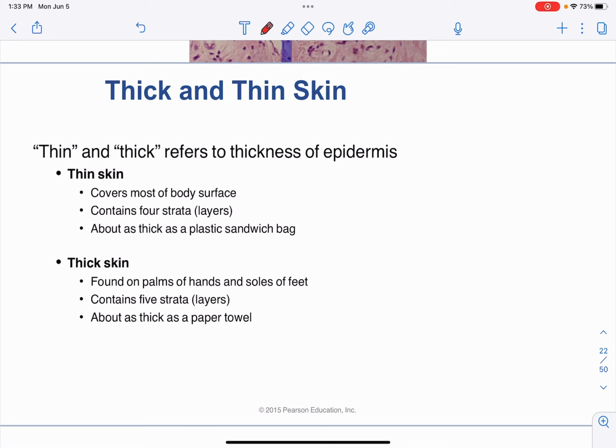I already mentioned that thin skin covers most of our body. It contains only 4 of the strata, not the stratum lucidum, and it is about as thick as a plastic sandwich bag, okay? And we are referring to only the epidermis when we were talking about thick and thin skin. Do not be confused and think that we are talking about the dermis or the hypodermis. We are only talking about the epidermis when we are mentioning thick and thin skin.